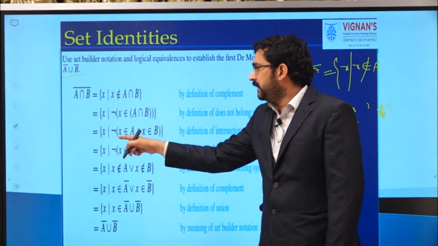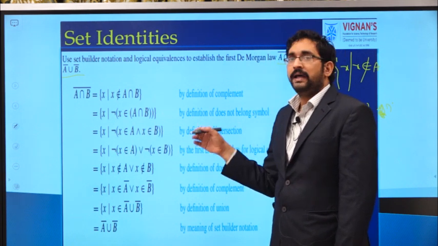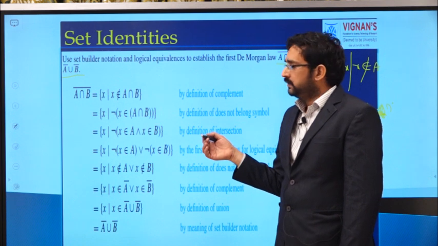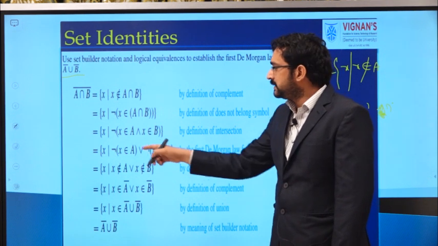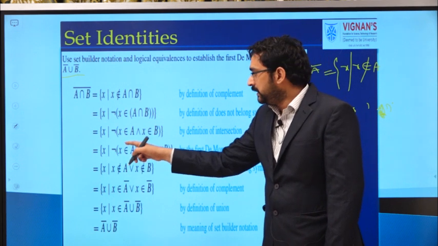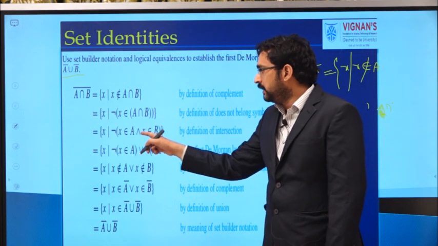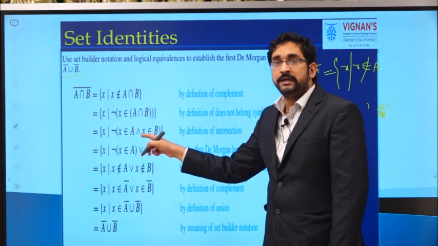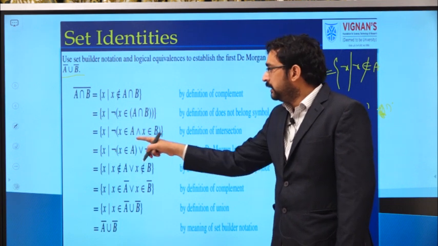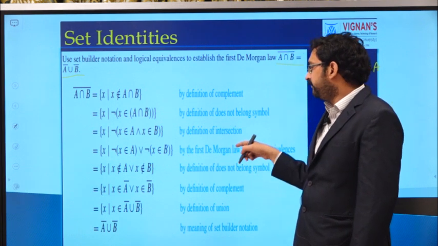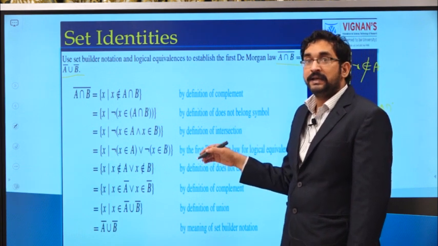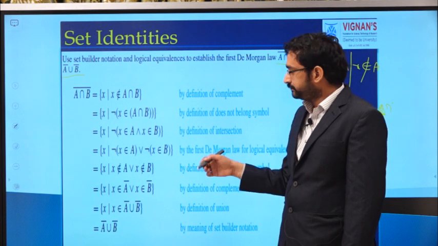Now it is in the form negation of A intersection B. Apply De Morgan's law. If you expand using De Morgan's law, it can be written as the set of all x such that negation of x belongs to A, or, if you apply negation to "and", it becomes "or", negation of x belongs to B, by the definition of the first De Morgan's law in logical equivalences.